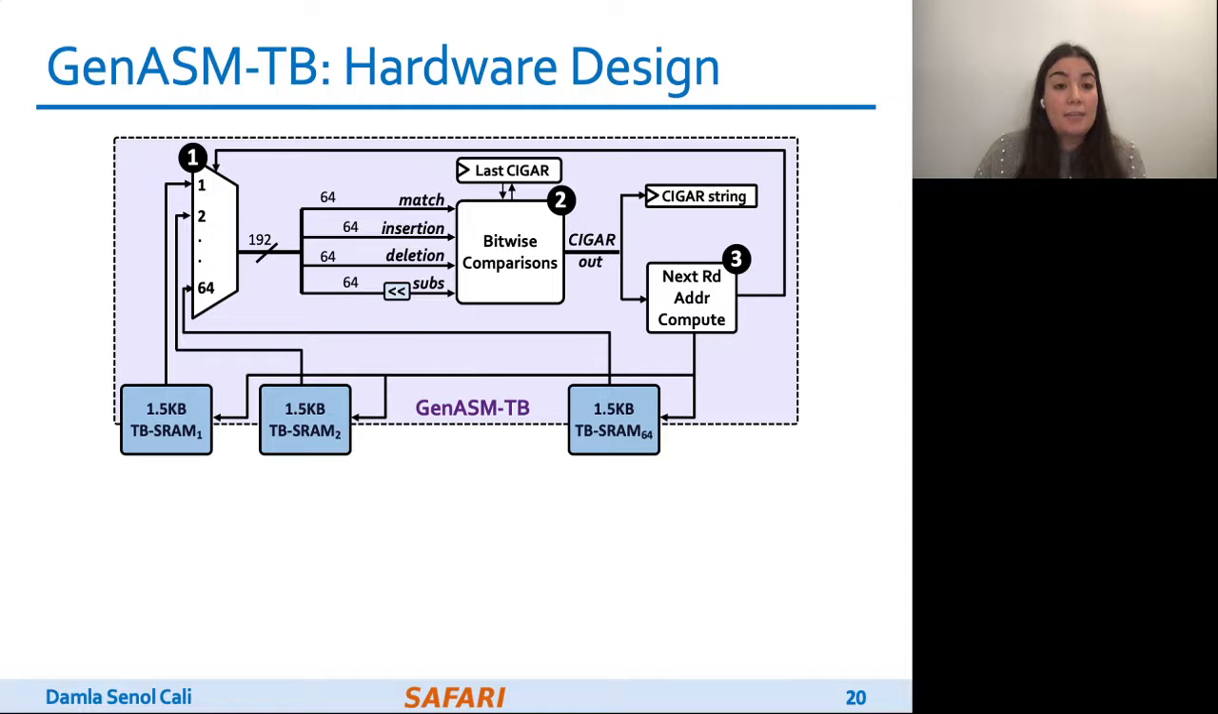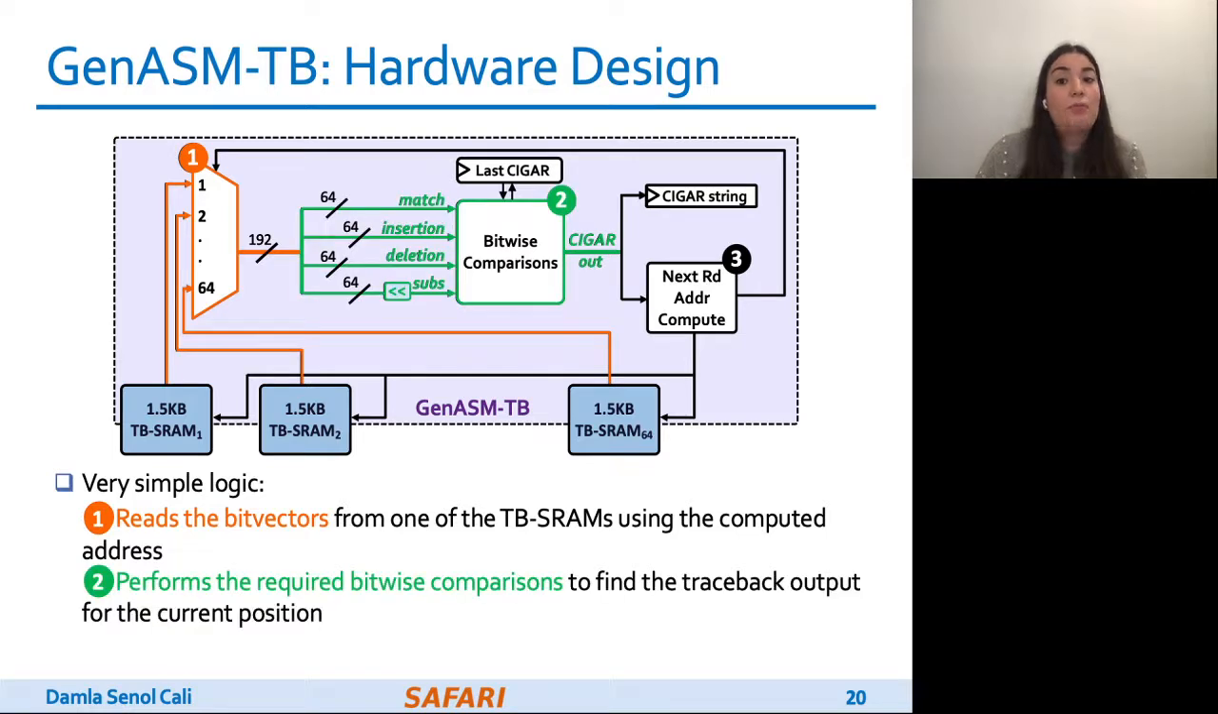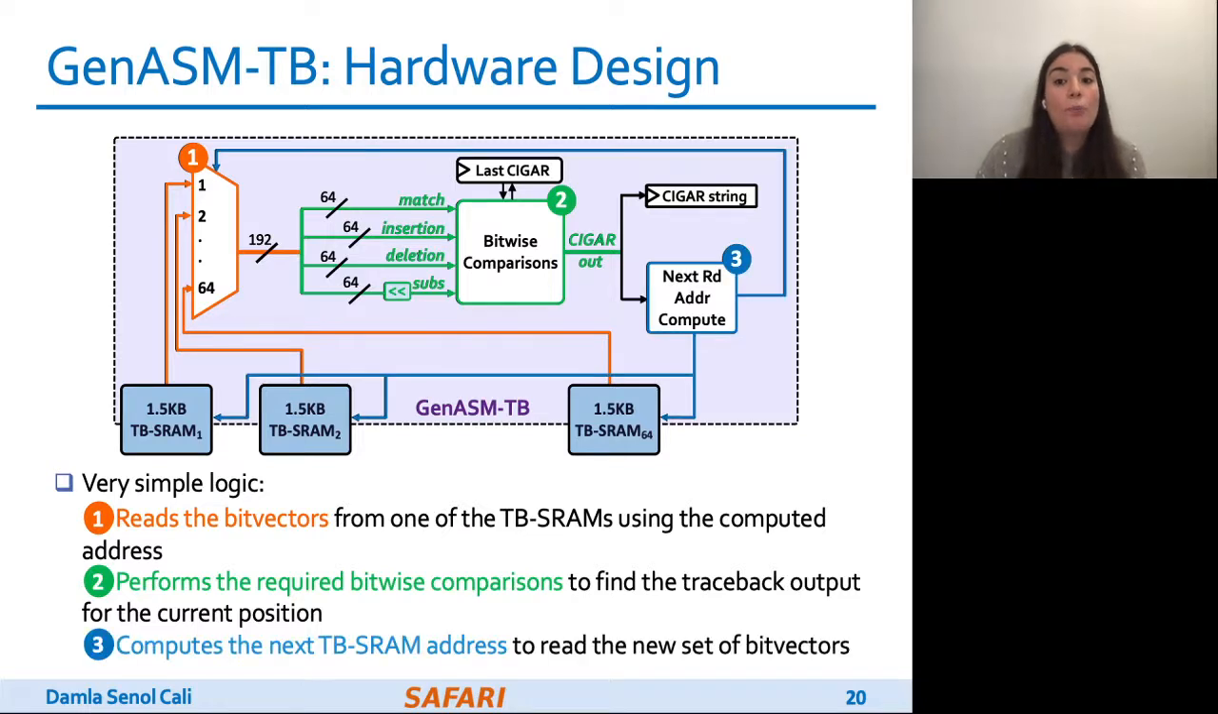We implement GenASM-TB hardware using very simple logic, which reads the bit vectors from one of the TB SRAMs using the computed address, then performs the required bitwise comparisons to find the traceback output for the current position, and then computes the next TB SRAM address to read the new set of bit vectors. After GenASM-TB finds the complete traceback output, which is also called the CIGAR string, it writes the output to main memory and completes its execution.